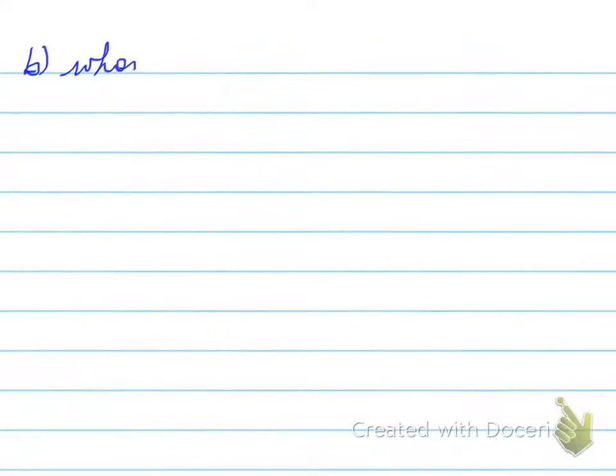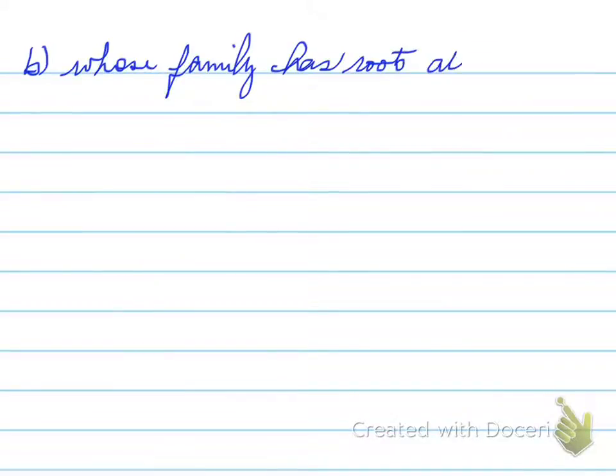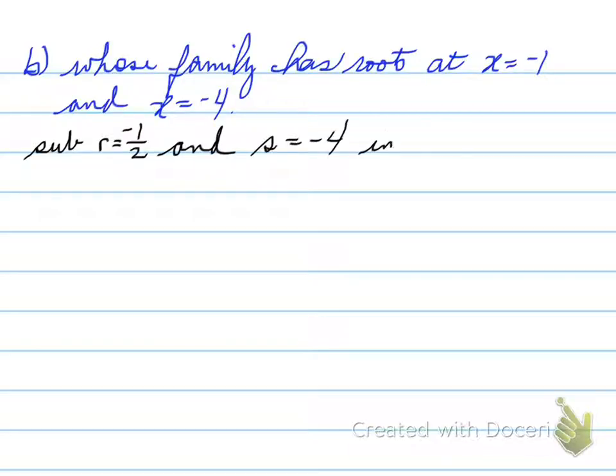Okay, part B. You need to find an equation whose family has roots at x equals -1/2 and x equals -4. What that means is that we're finding a general equation and not a specific equation. We still need to list the information. So we're going to sub r equal to one of the roots and s equal to the other root.